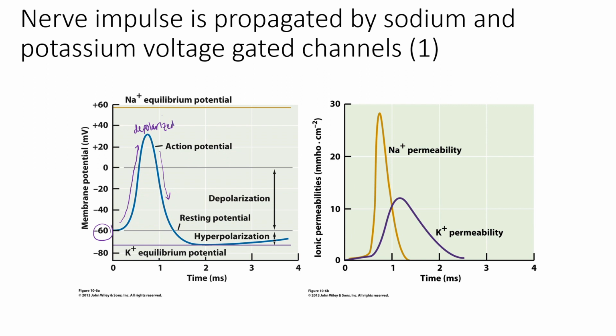Down to this hyperpolarized state. So it goes all the way down past where the resting potential was to this hyperpolarized state, around -70, -80 millivolts. And that's at that point where the channel is deactivated.